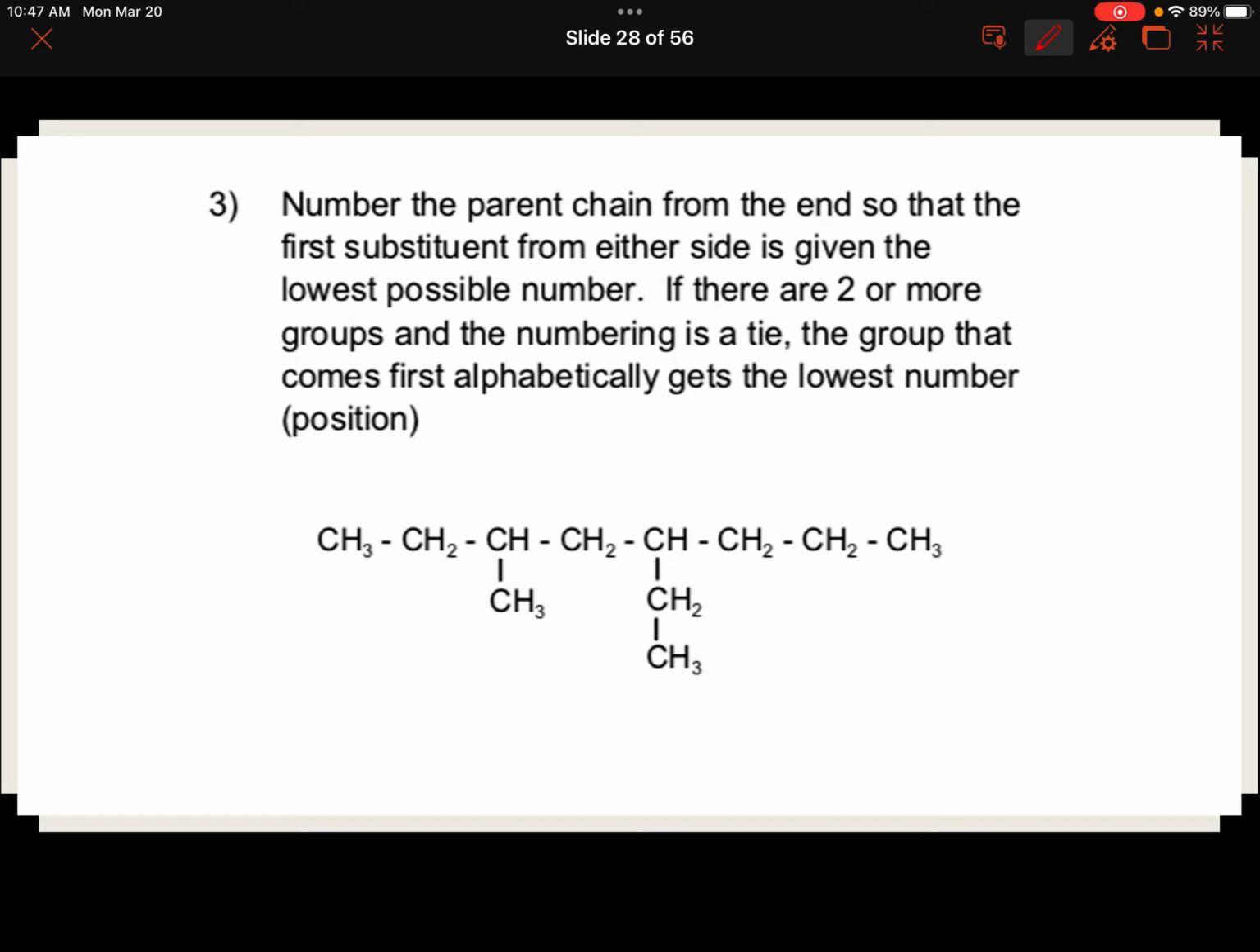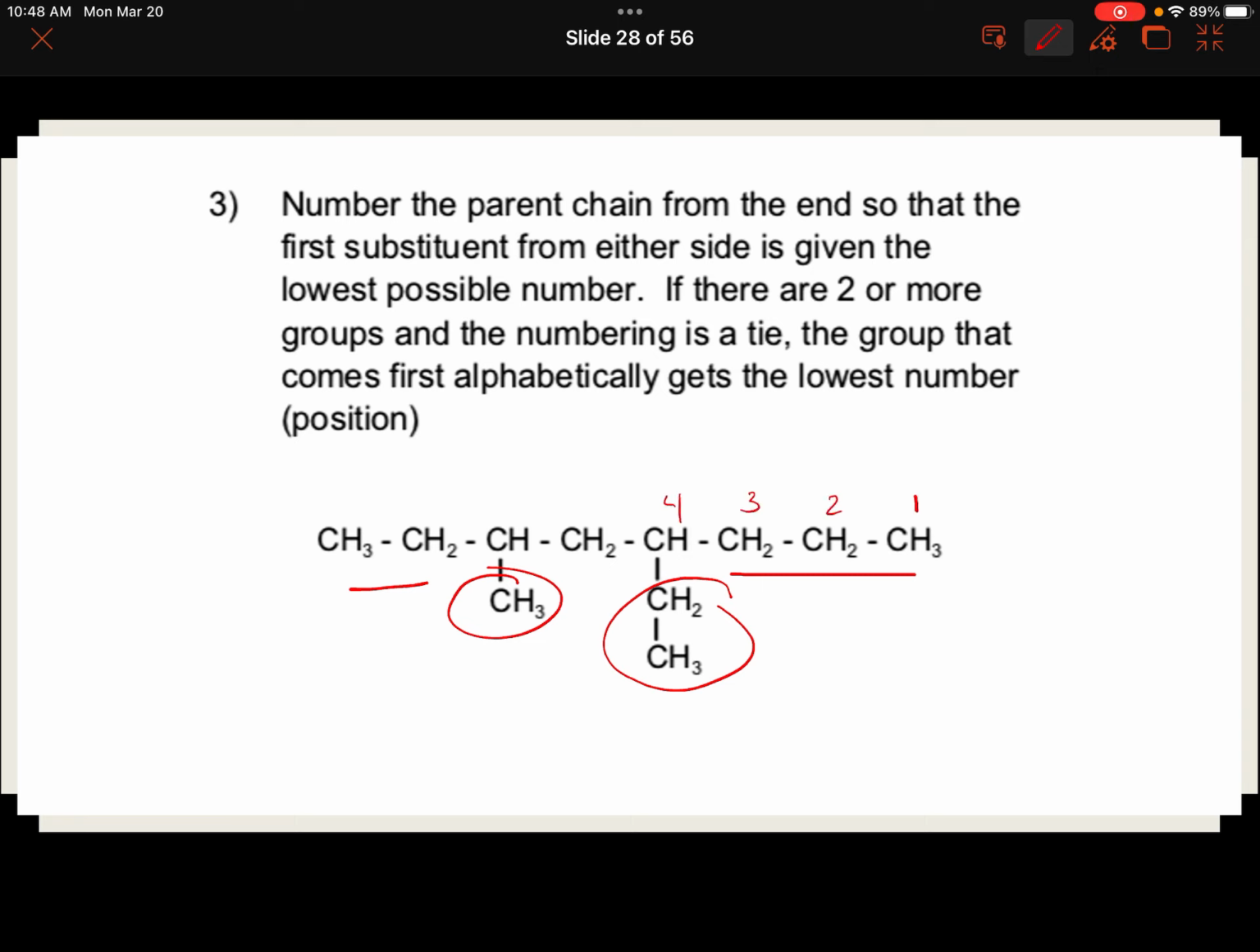If there are two or more groups and the numbering is a tie, the group that comes first alphabetically gets the lowest number. So in this situation, we have 2 on this side and 3 on this side. Based off of this, because there are 2 or more groups, and the numbering is kind of a tie, the group that comes first alphabetically gets the lowest number position. So we have to look at the substituent groups. Alphabetically, we have ethyl and we have methyl. Ethyl before methyl, alphabetically, E before M.